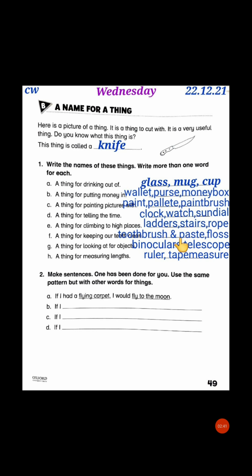That's the reason I haven't written toothpaste. So you can write toothpaste if you have the space in your workbook. And this is dental floss. Okay, I have written floss only. Part G, a thing for looking at far object.